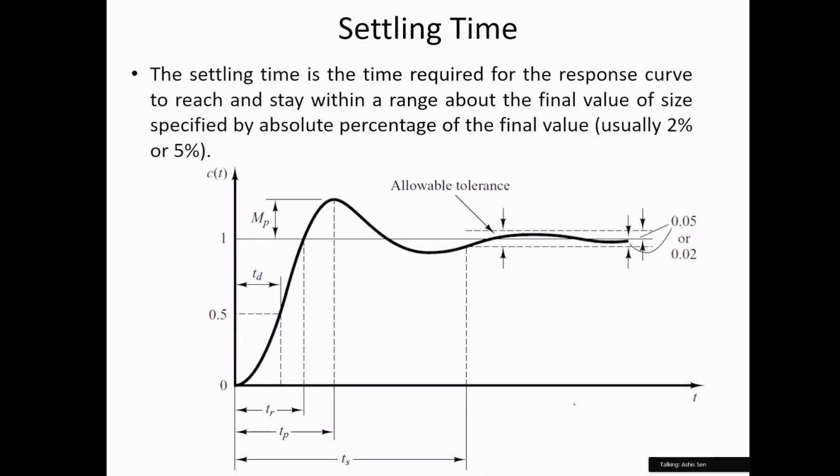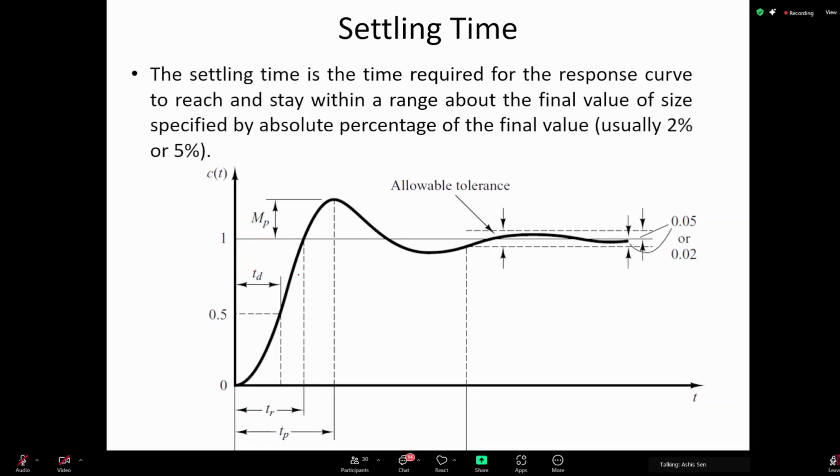Finally, we talk about settling time. So how do you define settling time? The settling time is the time that is required for the response curve to reach and stay within a range of final value, which is about plus minus 2% to 5% of the final steady state value. That means here the final steady state value is 1.